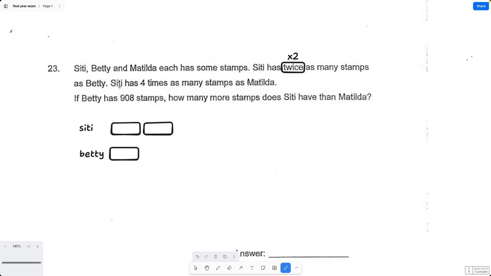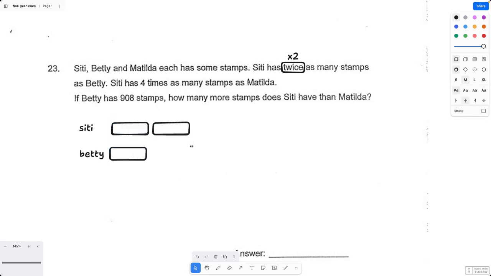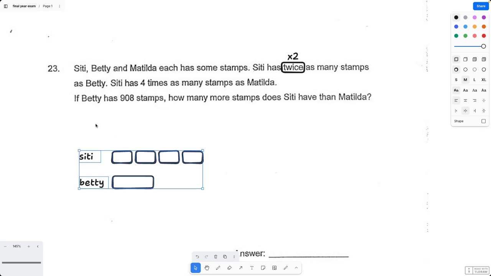Next one, I think this is pretty straightforward. CT has 4 times as many stamps as Matilda. Okay, so what does this mean? If I were to elongate this, CT has 4 times as many stamps as Matilda. So that means CT in this case will have 4 times, so 1, 2, 3, 4, right? And then Matilda over here, Matilda has 1 time, in this case over here.